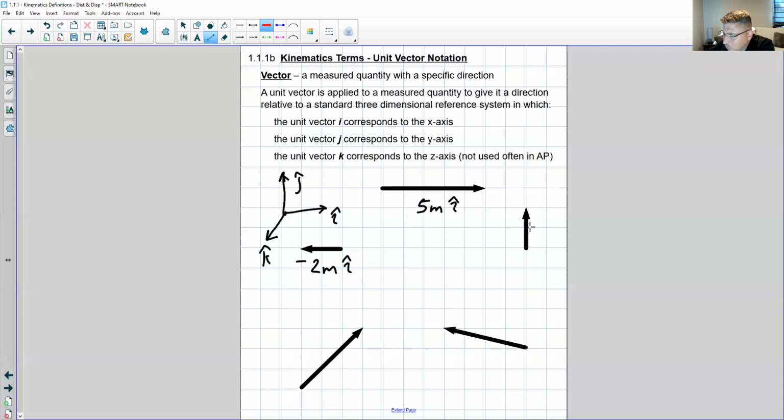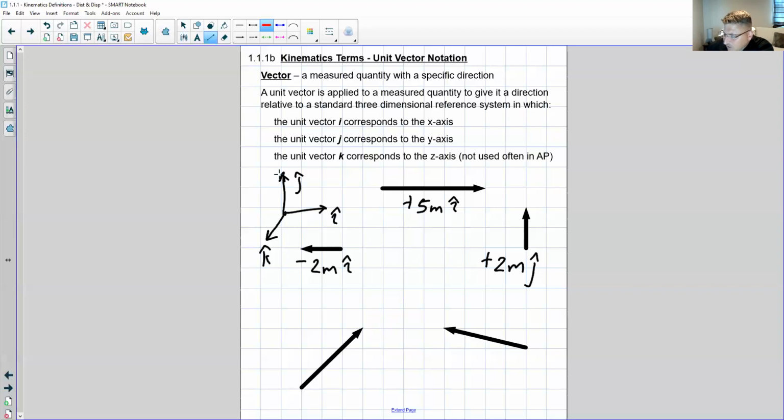So this one here would also be 2 meters, but notice that this points up along the page this way, which would be the positive y direction. So we say that this is positive 2 meters j hat. Okay. Now we don't use the k vector very often in the AP class. We mainly stick to i and j. We mainly deal with two-dimensional systems. You can deal with three-dimensional systems. There are applications for the k vector. We just don't use it very often in this particular class.